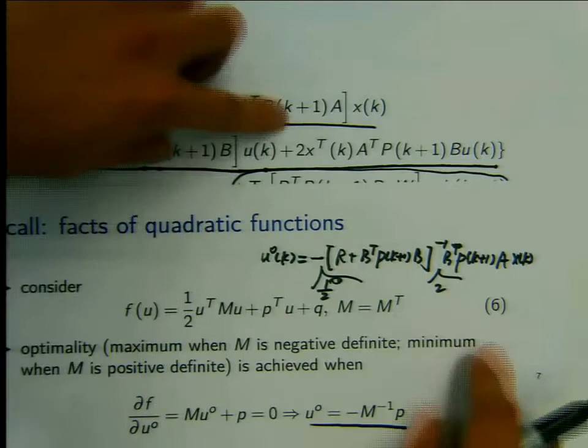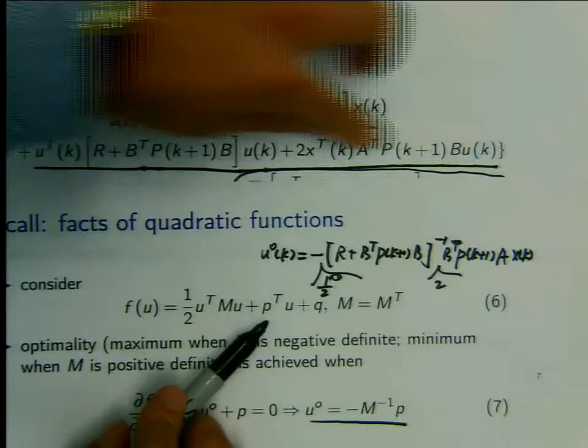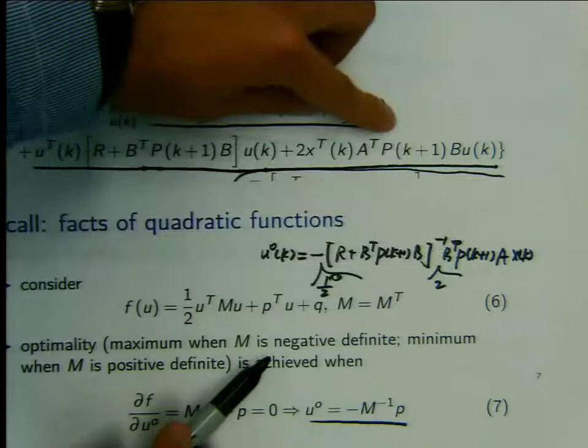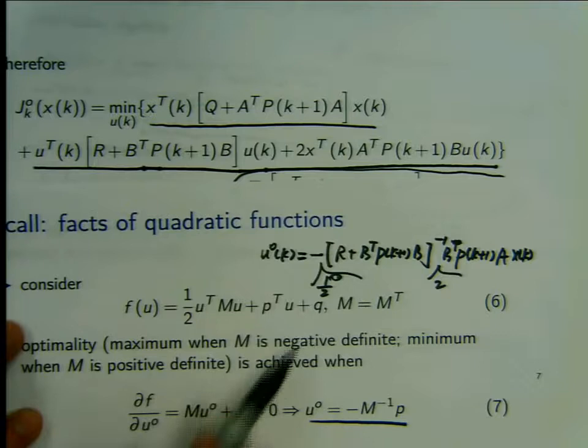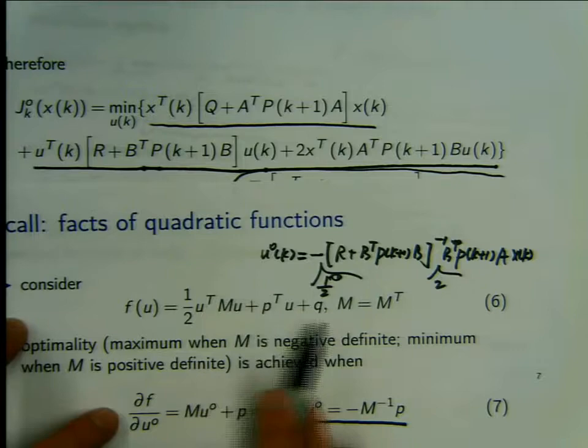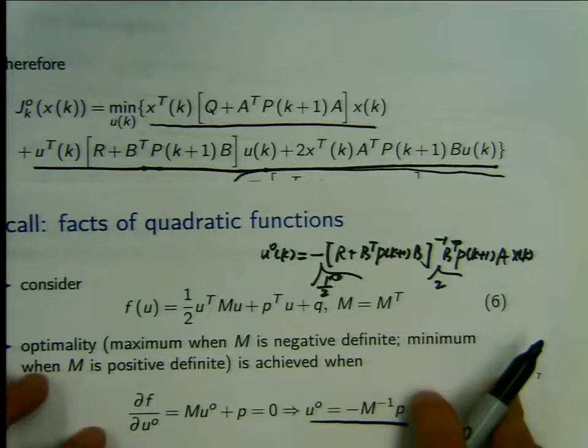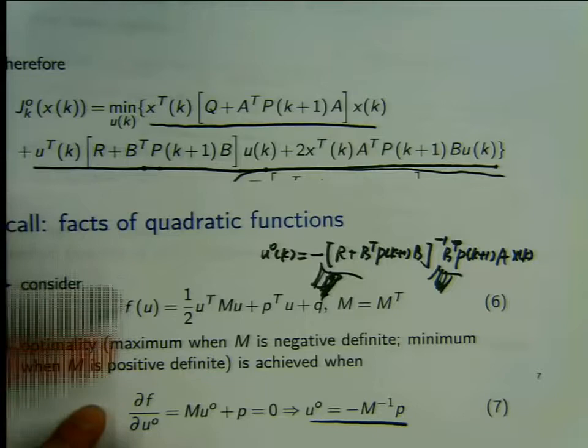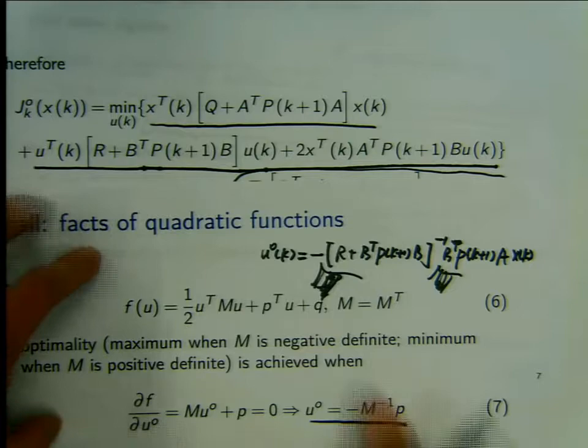Oh, I took the transpose. So the P transpose is this term here, right? So the P is going to be the transpose of this term, which is this. Here, yeah, because it's symmetric. All right. So, you see, by repeatedly using this fact, we can solve very complicated quadratic problems. So keep this thing in mind.